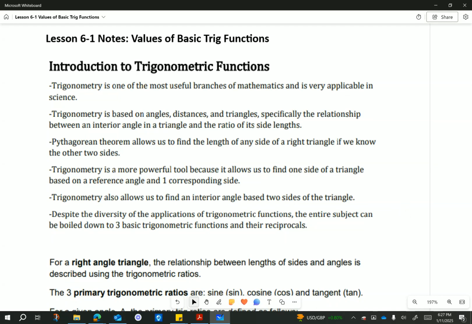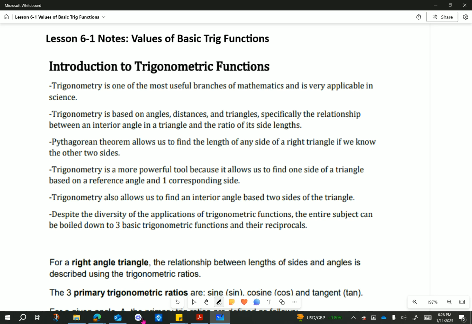Trigonometry is one of the most useful branches of mathematics and is very applicable in science. Trigonometry is based on angles, distances, and triangles, specifically the relationship between an interior angle in a triangle and the ratio of its side lengths. The Pythagorean theorem allows us to find the length of any side of a right triangle if we know the two other sides.